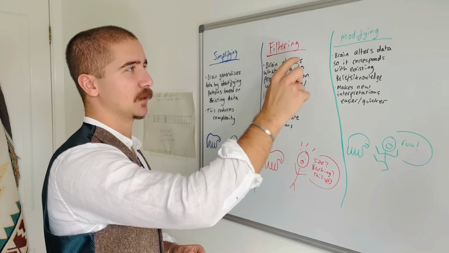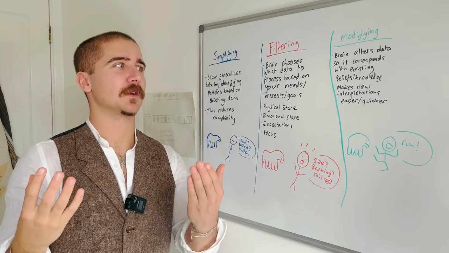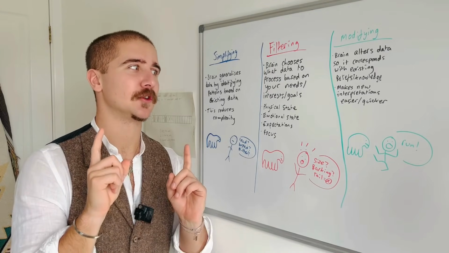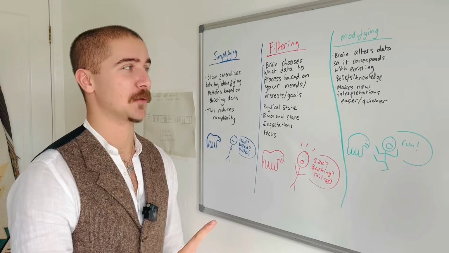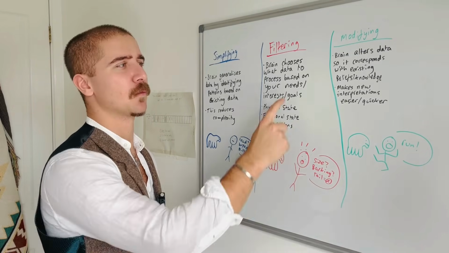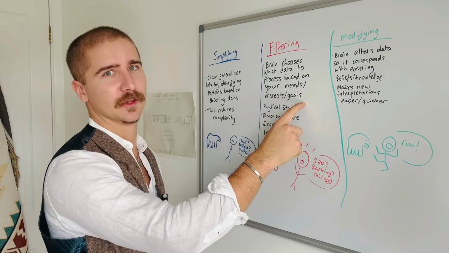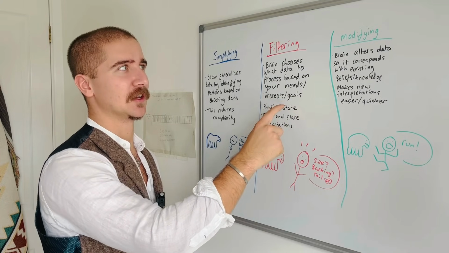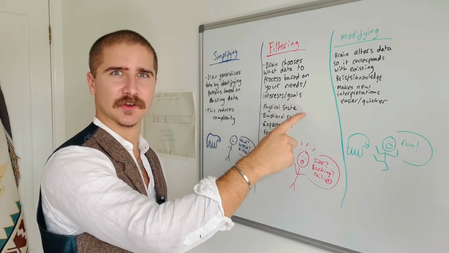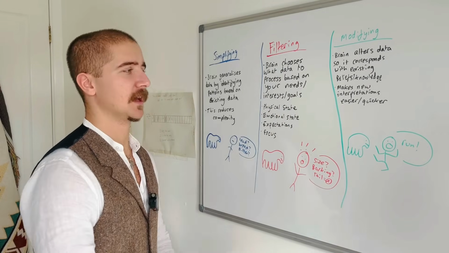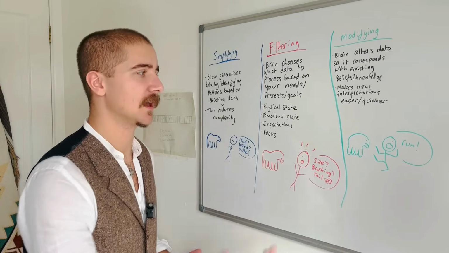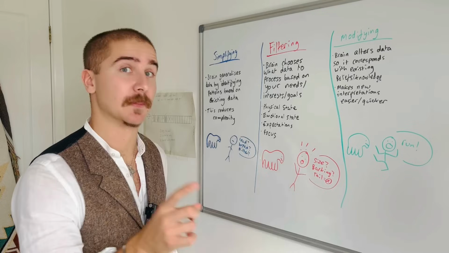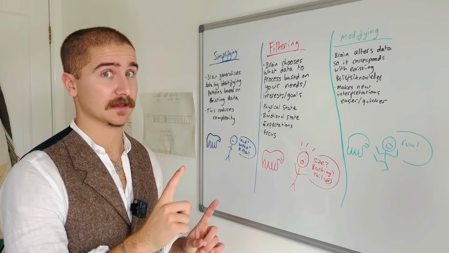Number 2 is filtering. This is where your brain chooses what data to process based on your needs, interests and goals. That's pretty interesting if you ask me. So you're telling me based on what your needs are, what your goals are and what you're interested in, your brain will filter data based on these? I'm in. This is heavily dependent on your physical state, for example if you're hungry, emotional state, and your expectations, which is another very fascinating thing as well.